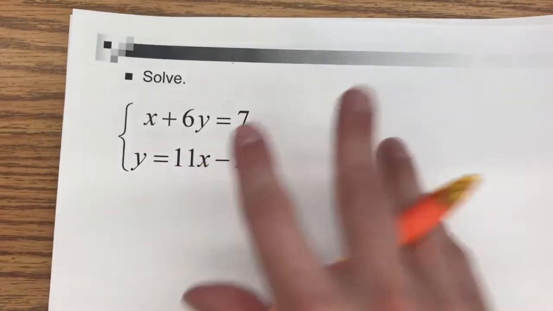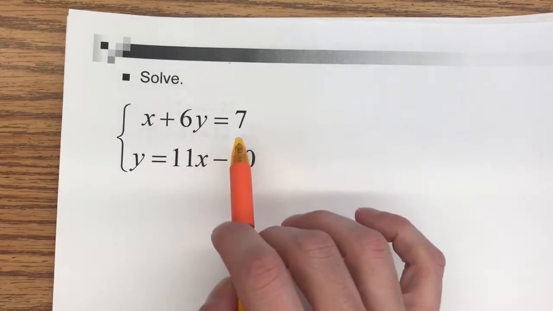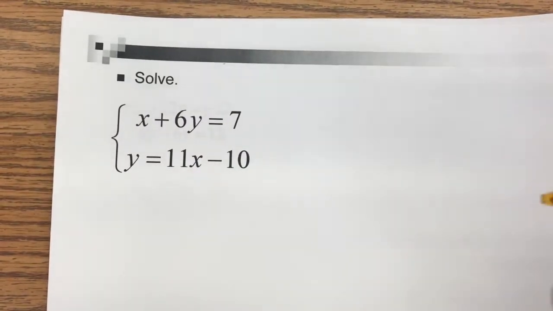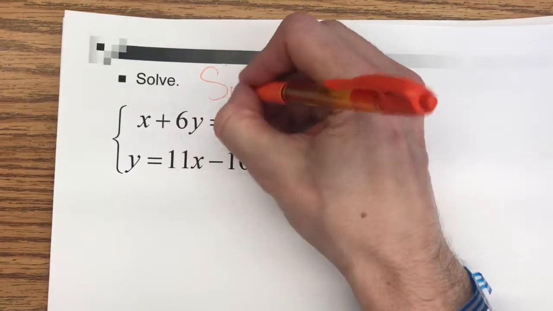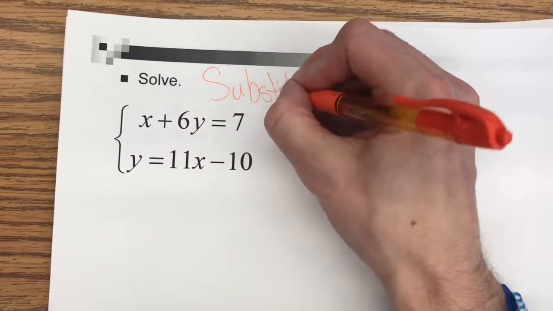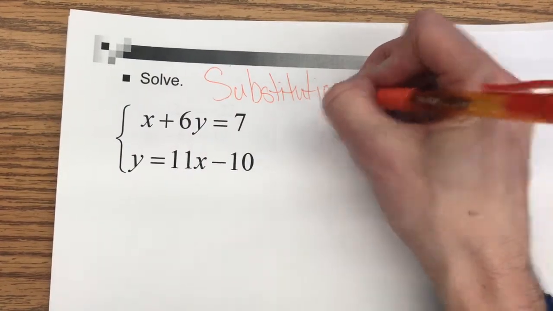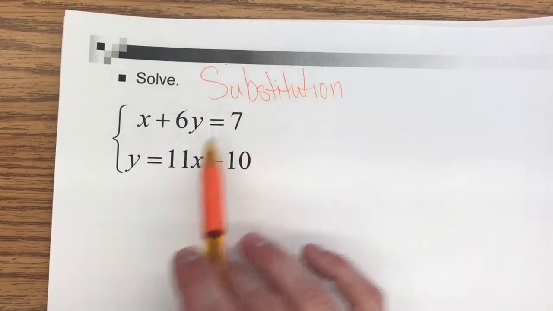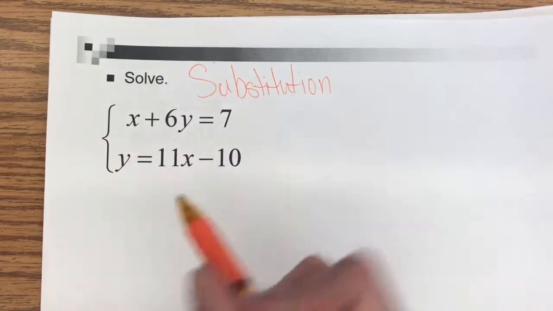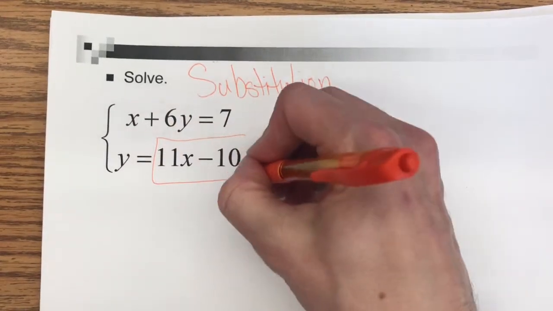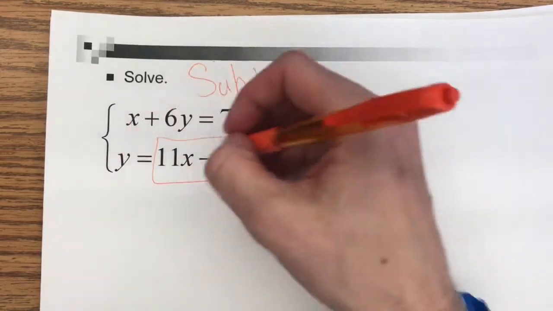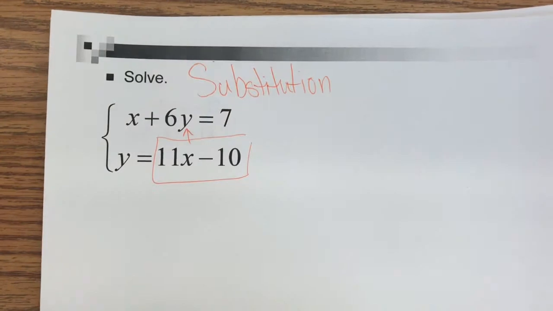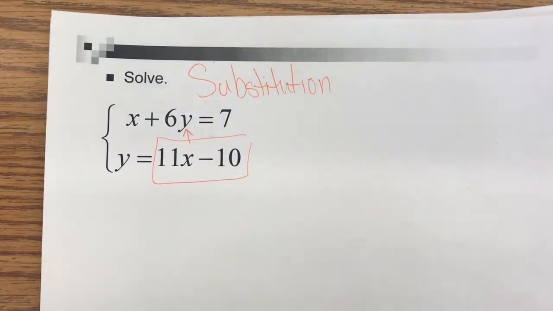Now, taking a look at this one, I have x plus 6y equals 7, and I have y equals 11x minus 10. What I'm going to do in this case is use substitution. You could do elimination, or you can graph if you want to, but substitution seems to be the way to go because y is already by itself. So all I have to do is take the y from the bottom, which is 11x minus 10, and plug it into the top y, and then just take it away.